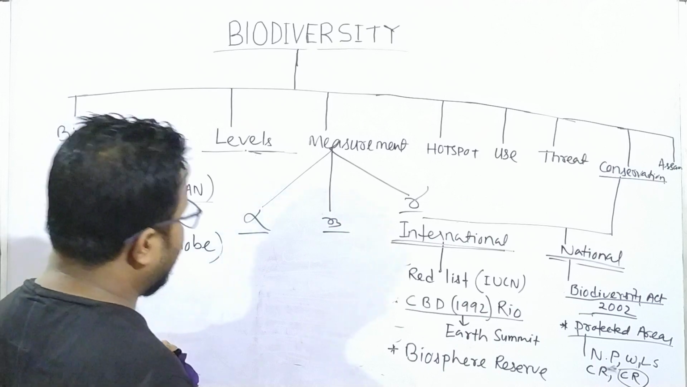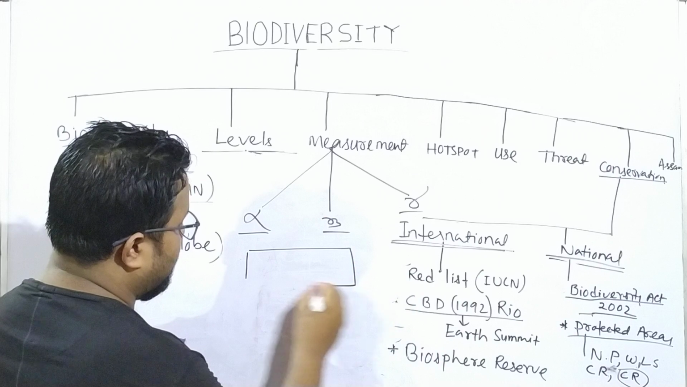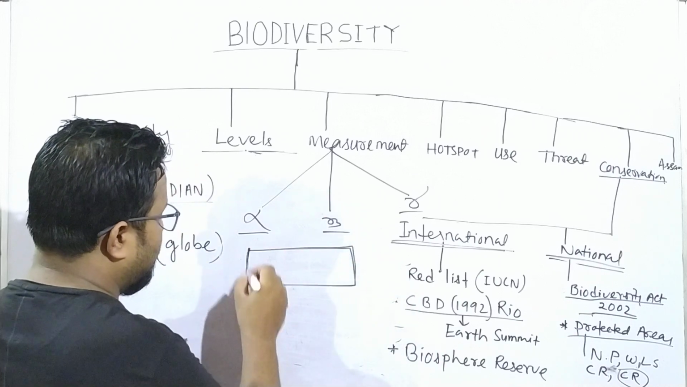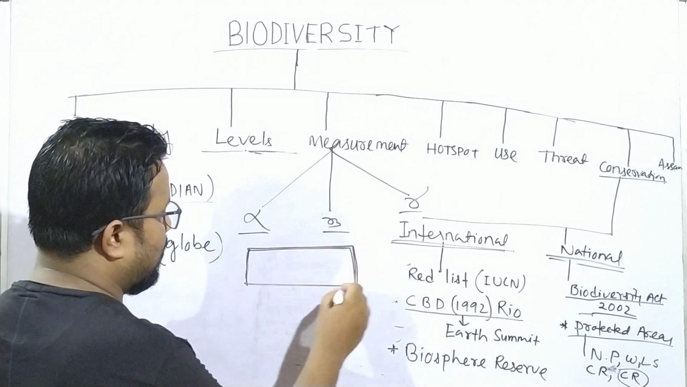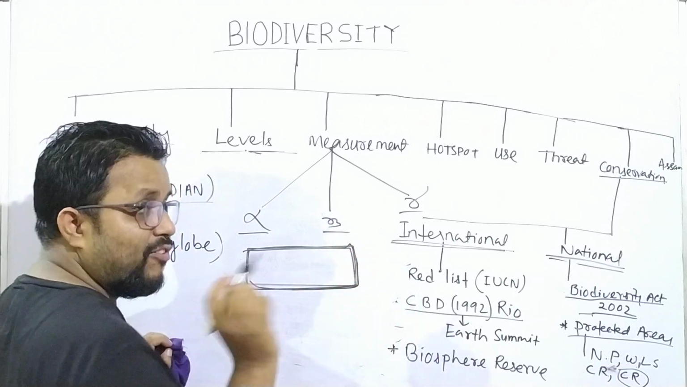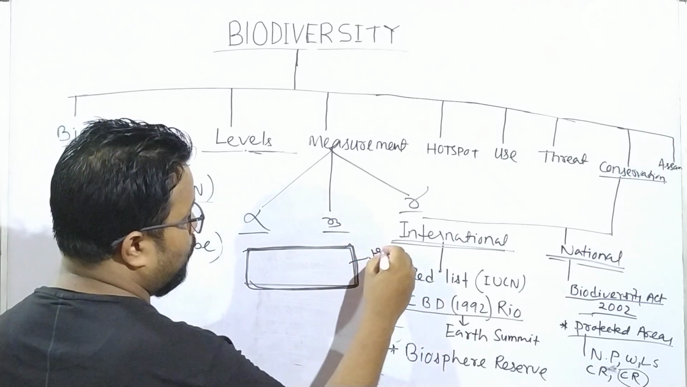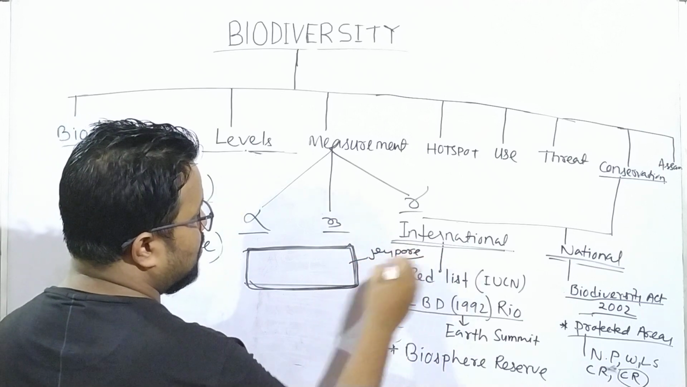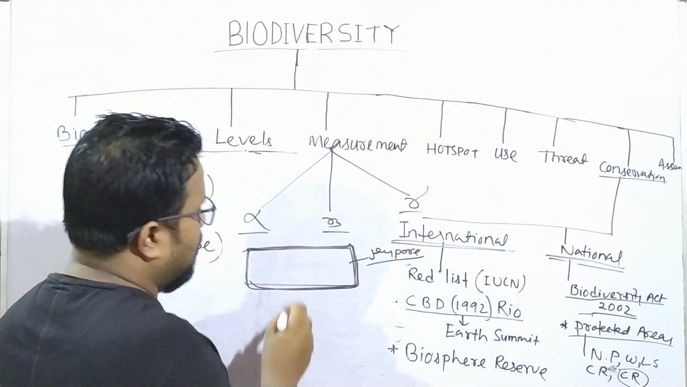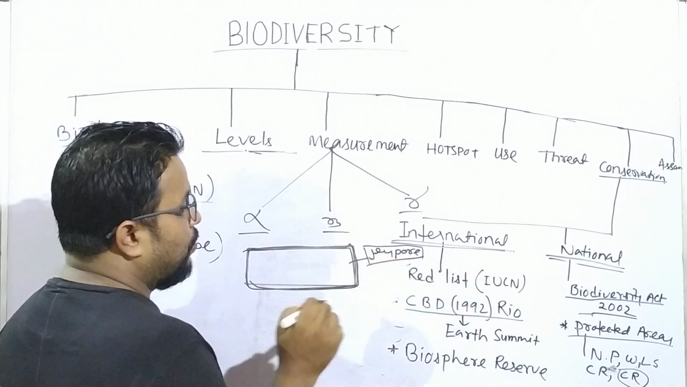Here I will again consider one forest ecosystem. Suppose this is a single forest ecosystem. You can name any forest, the Amazon forest, or in India or Assam, any forest. Suppose I am taking the Jaipur forest ecosystem, which is in Dibrugarh, Tinsukia and Sivasagar.